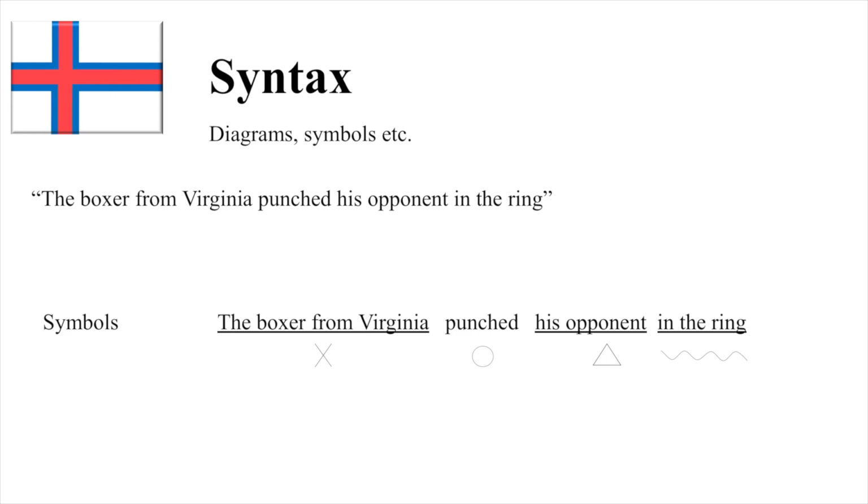So the boxer from Virginia is the subject, which we use the symbol X. Punched is the verb, so the symbol will be a circle. His opponent is the direct object, avvirke, so that will be a triangle. And then in the ring shows an adverbial. In the ring is like a place. You can ask where, and then the answer is in the ring.